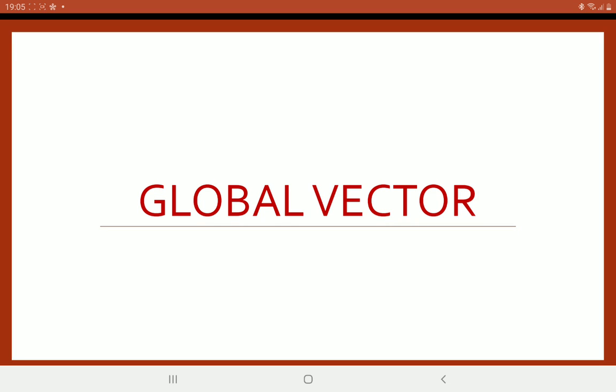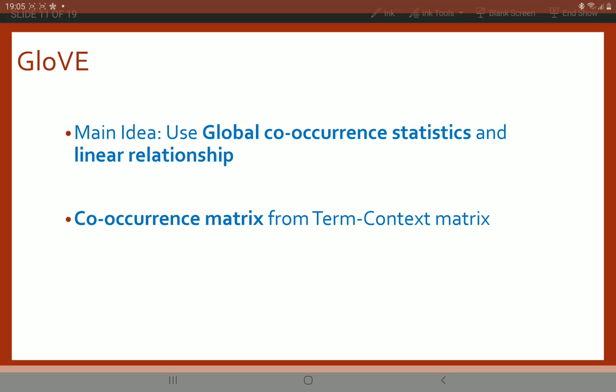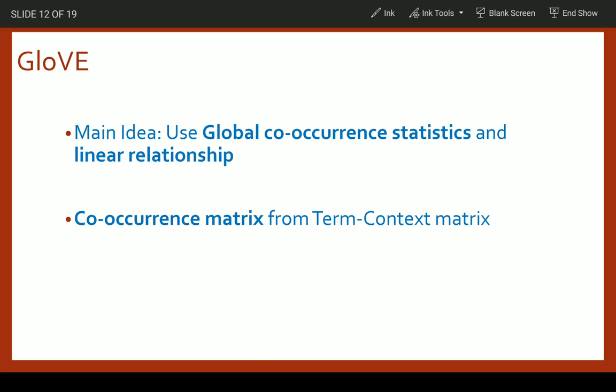In this part of the lecture we are going to discuss Global Vectors, or in short GloVe. The main idea of GloVe is to use global co-occurrence statistics as well as the linear relationship among the vectors representing words.